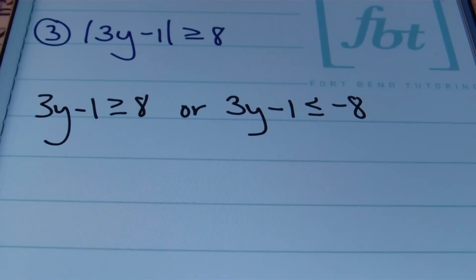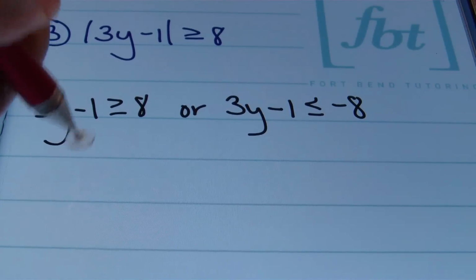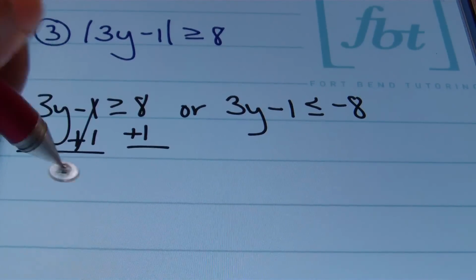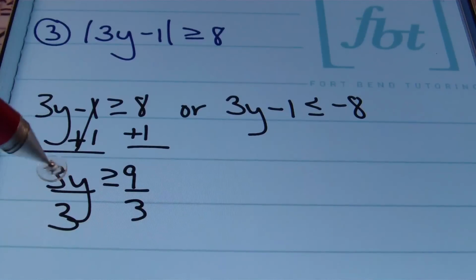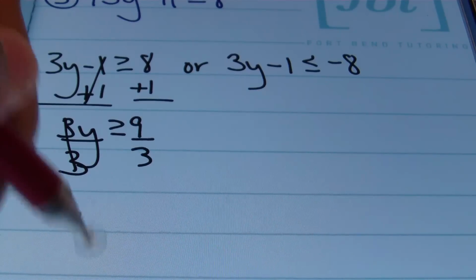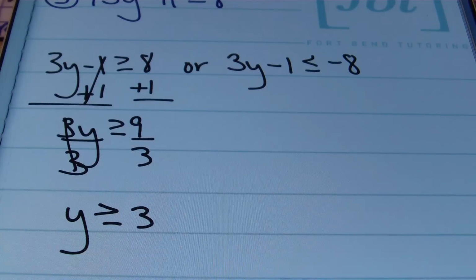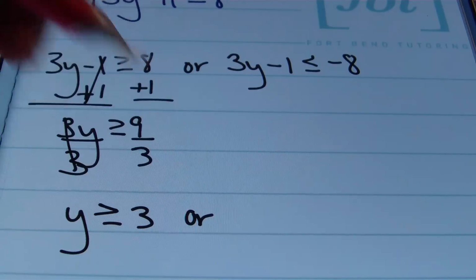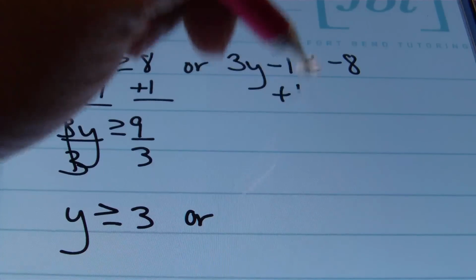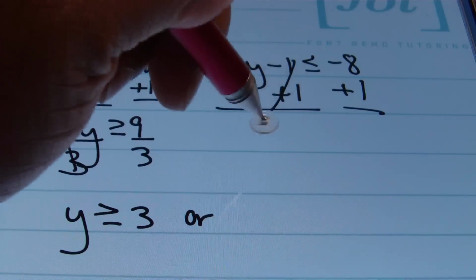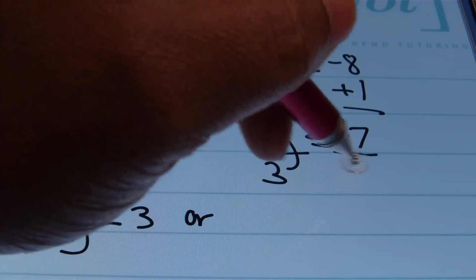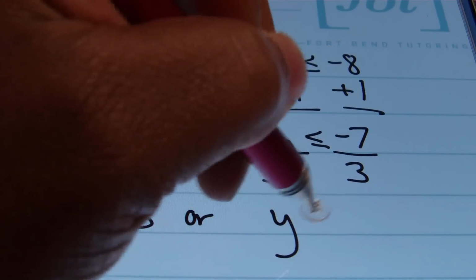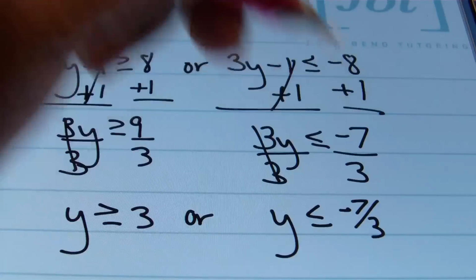All right. From there, you're going to solve both inequalities. So here we actually have some work to do, right? So I'm going to start by adding 1 to both sides of the first inequality. That gives me 3y, which is greater than or equal to 9. I'm then going to divide both sides by 3. This now gives me y is greater than or equal to 3. Or let's go ahead and solve for the second inequality. I'll be adding 1 to both sides. I'm going to bring down my 3y is less than or equal to negative 7. I'm going to divide both sides by 3 now. And now I have y is less than or equal to negative 7/3.